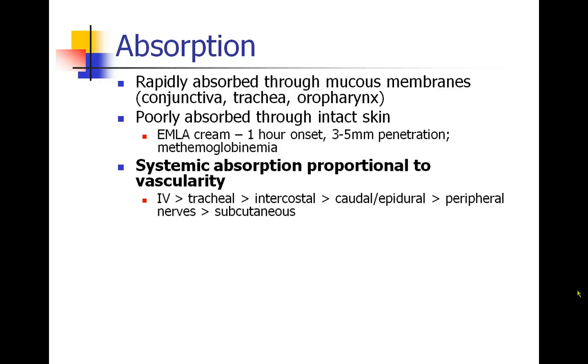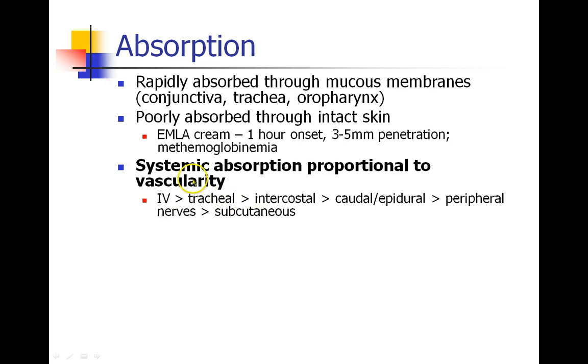How much local anesthetic is absorbed when you inject it? It depends a lot on how vascular the area is. So if you would inject local anesthetic into an area of the body that has poor circulation, there's not much risk of absorption of local anesthetic into the circulation. But an area that is very richly vascular is much more likely to absorb the injected local anesthetic into the systemic circulation. So obviously, IV injection is the most vascular of all.